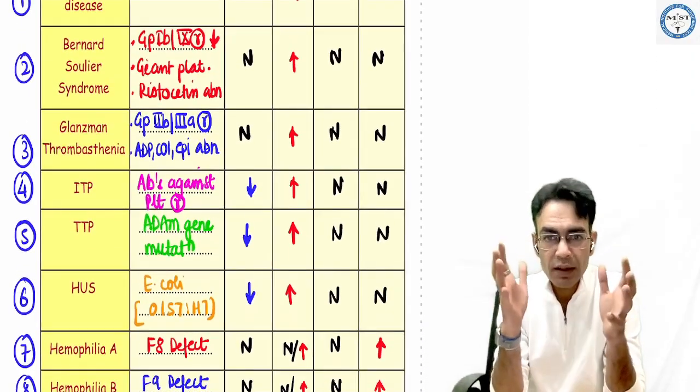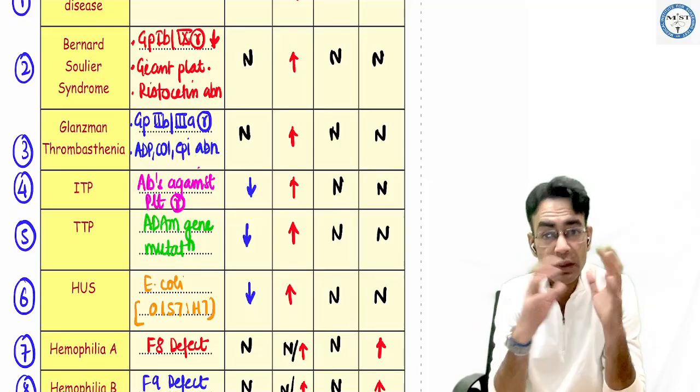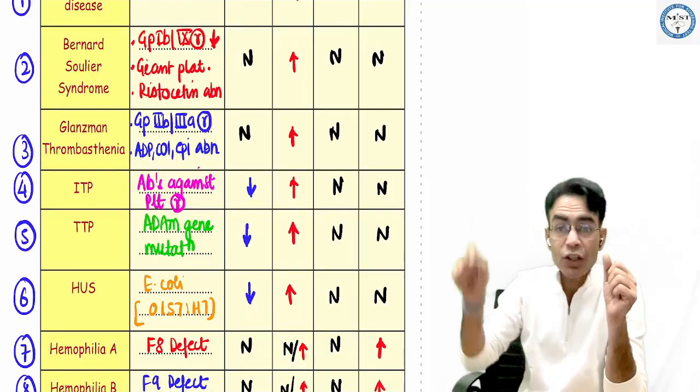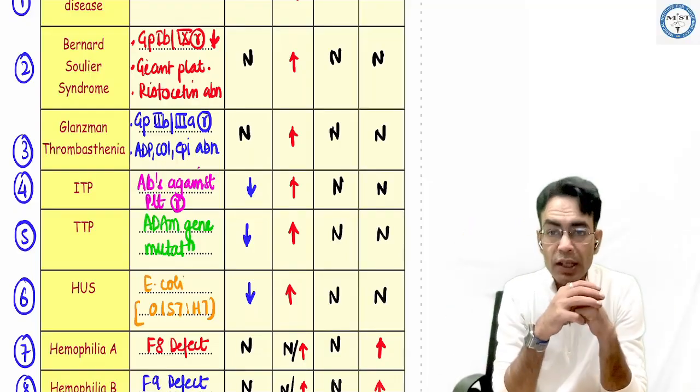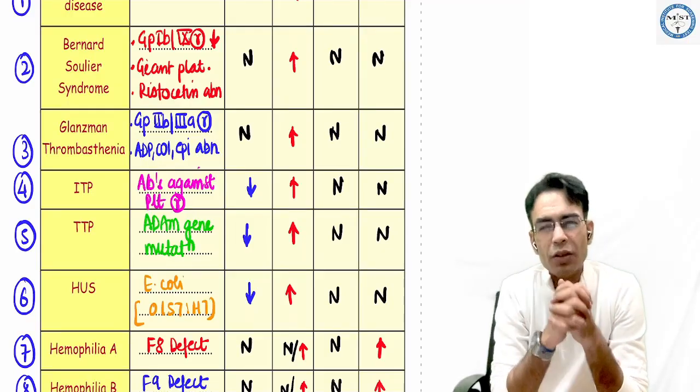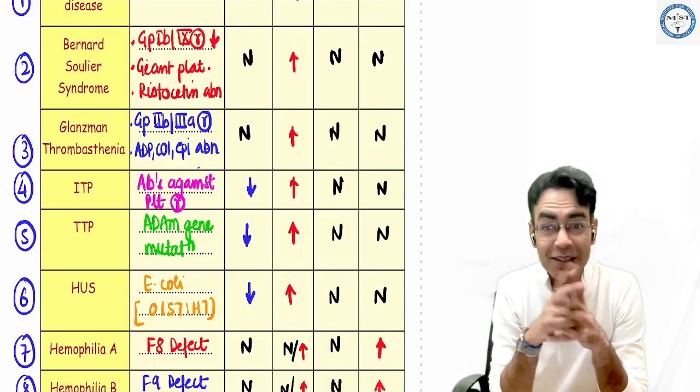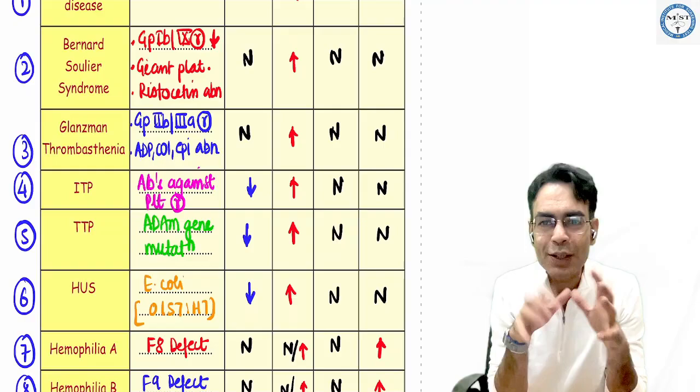So this is a summary table which I would want you to make yourself once you revise the platelet chapter, and try to fill it up once again. I'm pretty sure you'll be able to do it because it's not a very tough thing to do. Okay, you just have to use a little bit of brain, so use your brain and it will be done.